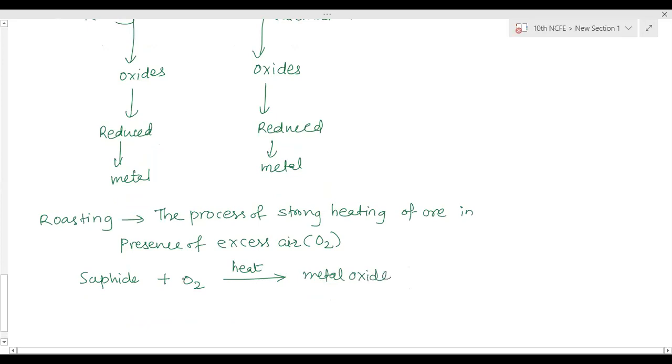Finally, it gets converted. This is a metal sulfide. Some amount of oxygen will combine with metal to form metal oxide, and some amount of oxygen will combine with sulfur. Sulfide means sulfur, and it will form SO2. So sulfur dioxide gas is formed and it is separated out. This way, from metal sulfide, by heating strongly in presence of oxygen, we will get metal oxide. Is it clear what roasting means? Yes, ma'am.